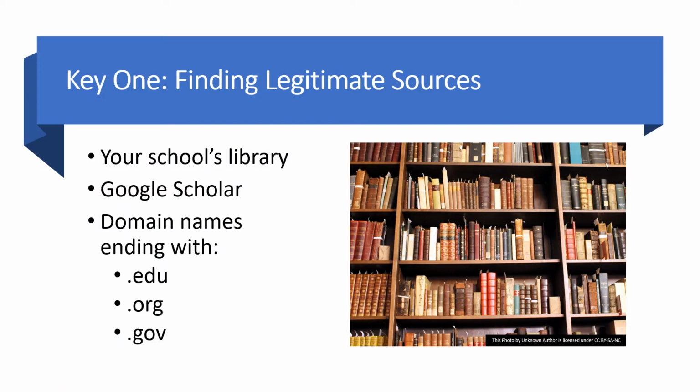Your history instructor, Ms. Doe, has tasked the class with writing a paper comparing and contrasting the Articles of Confederation and the United States Constitution. You may be wondering where to start. Some good places to begin your research are with your school's library, on Google Scholar, or looking for domain names in your search that end with .edu, .org, or .gov as just a few examples.